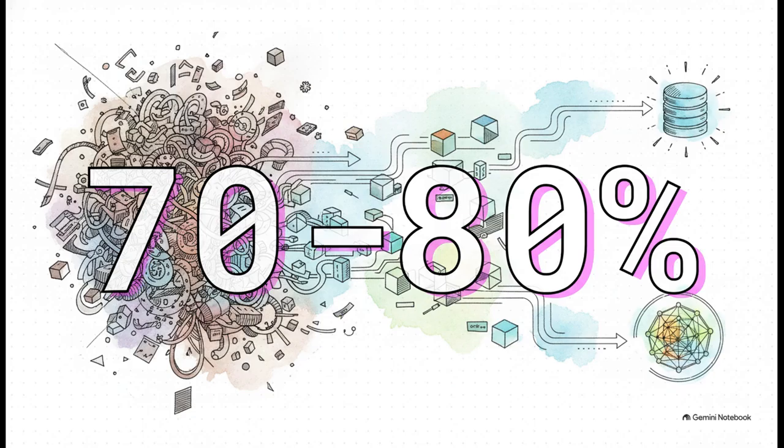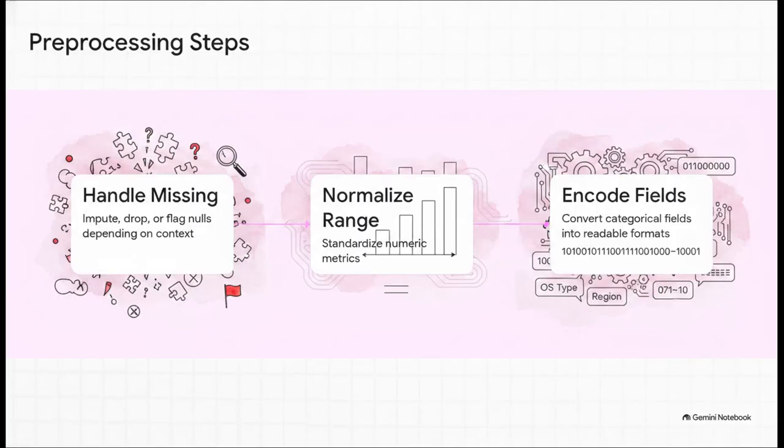It sounds a little daunting, for sure, but getting this step right is literally the single biggest factor that separates models that actually work from the ones that silently crash and burn in production. Okay, so how do we tackle it? Here are your essential pre-processing steps.